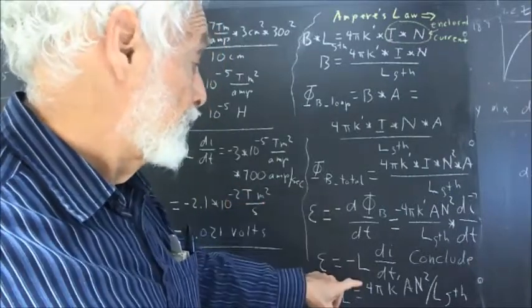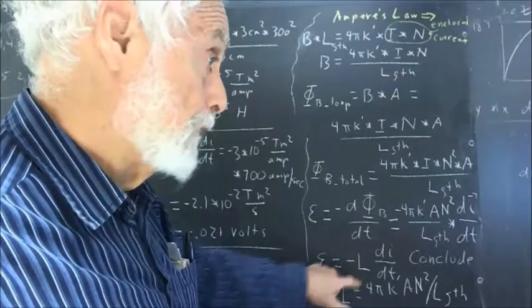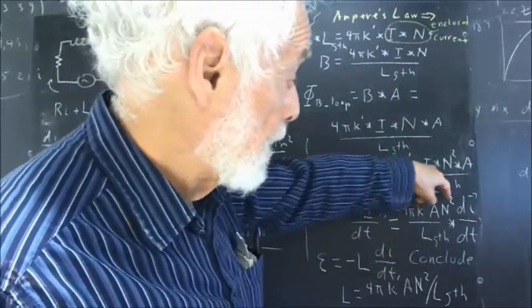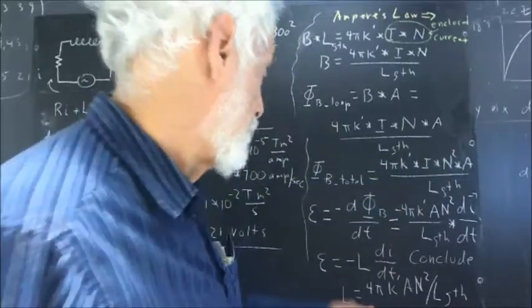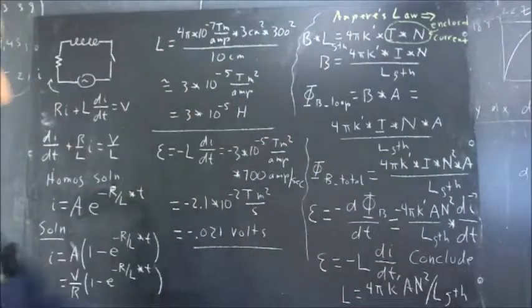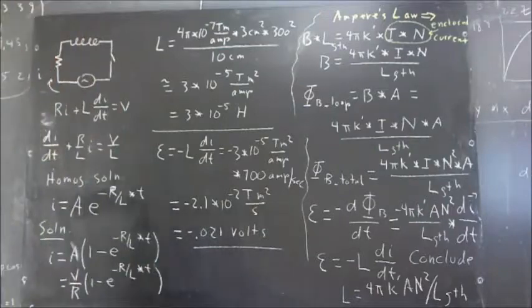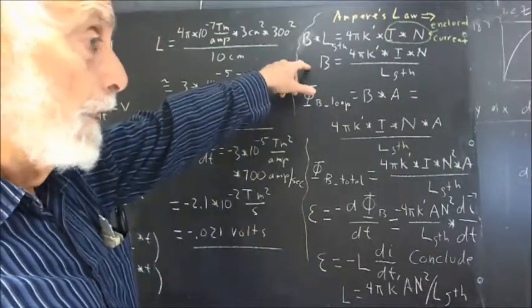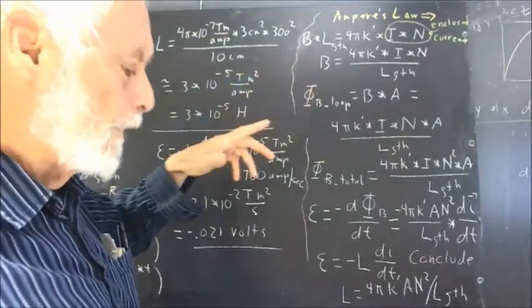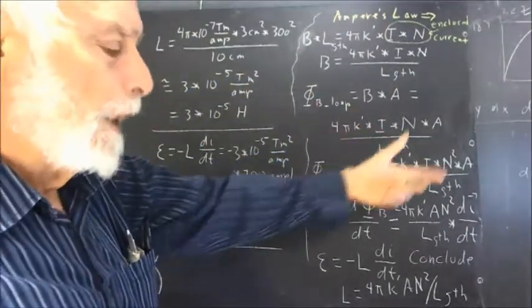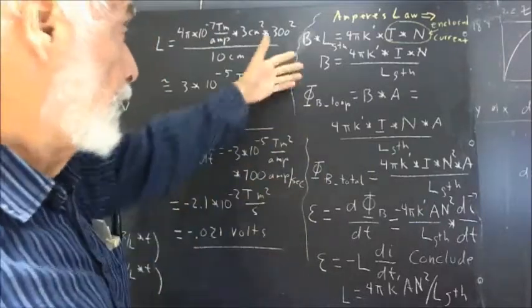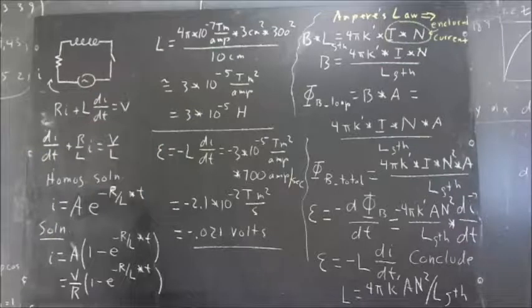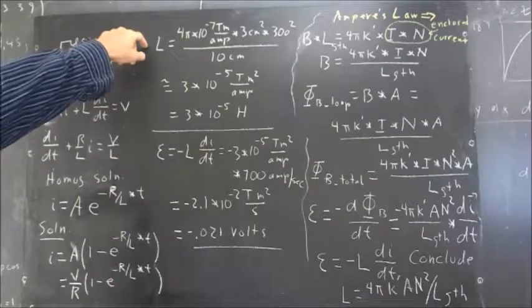So that this inductance, which we call L, is going to be our negative 4 pi k prime A n squared over the length. So we have an expression now for the inductance of the coil. Now this is an approximate expression because remember we assumed that the magnetic field, which we calculated only for the x-axis, actually applies everywhere else within the coil.